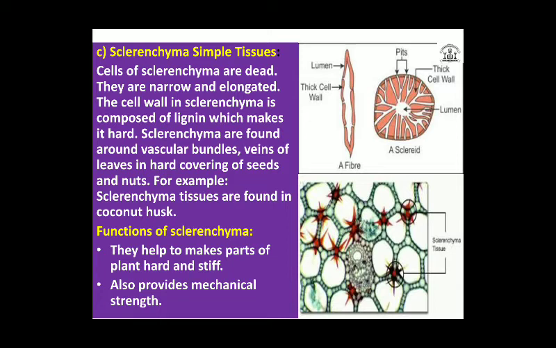And the cell wall of sclerenchyma is thick and hard. They are very thick and hard. And lignin is a kind of chemical substance which makes the cell wall much harder. So lignin is a chemical substance which hardens the cell wall, and these types of tissues are found around vascular bundles, veins of leaves, in hard covering of seeds and nuts.